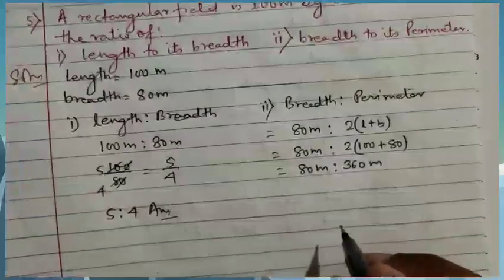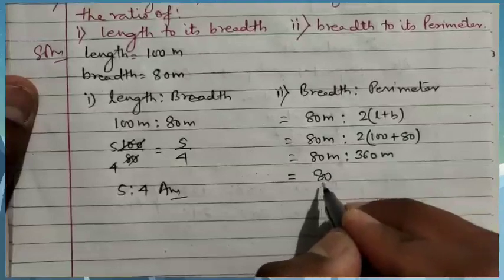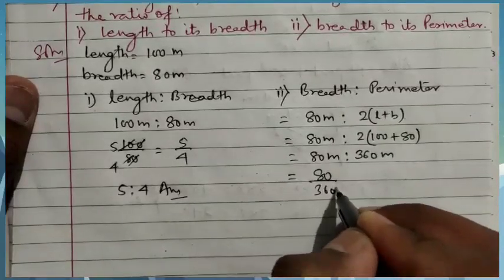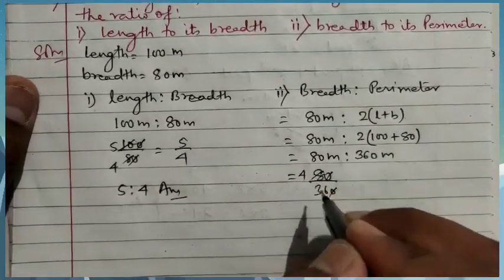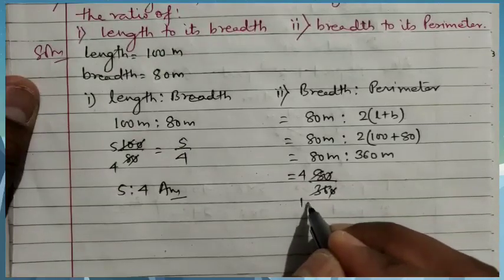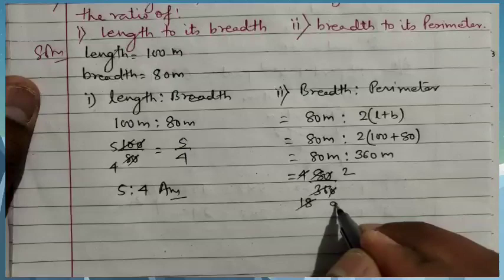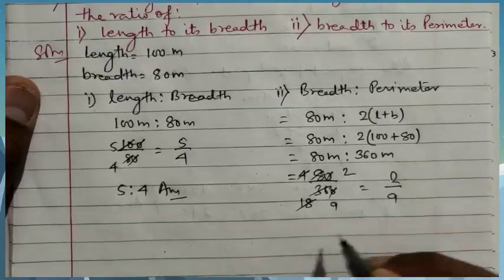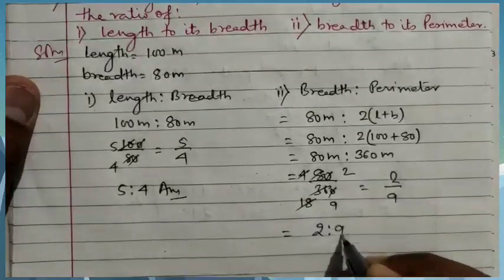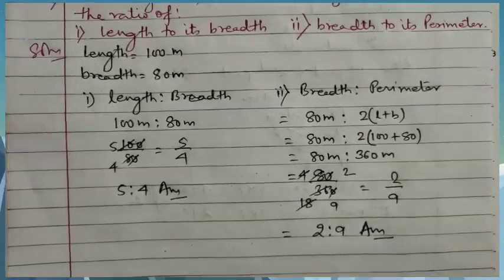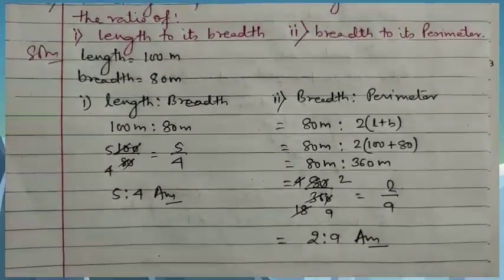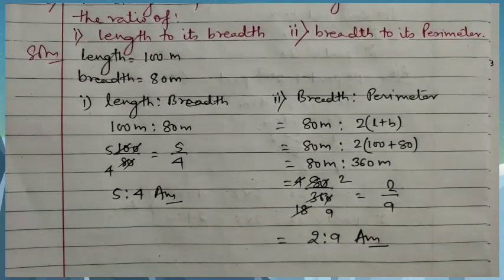Now we will reduce it. We can write 80 by 360, 0 and 0 cancel, 2 fours are 8, 2 ones are 2, 2 eights are 16, 2 twos are 4, 2 nines are 18. It is 2 by 9. That means your answer will be 2:9. Hope that up to this question it is clear to you all, and in the next video we will proceed from question number 6.